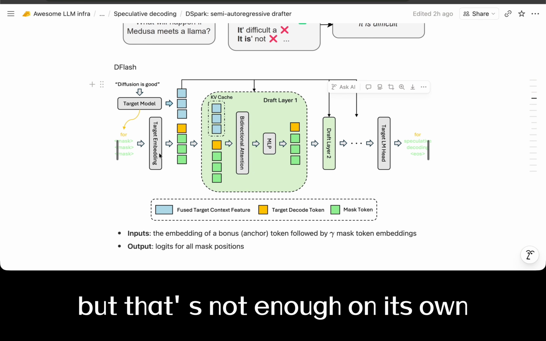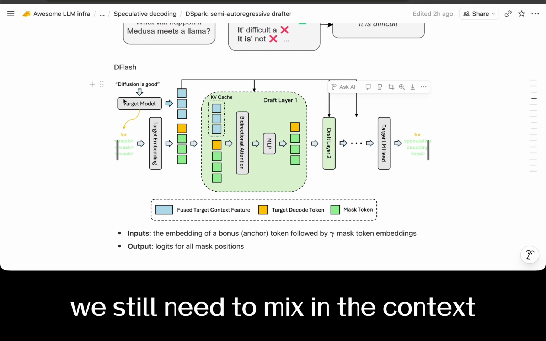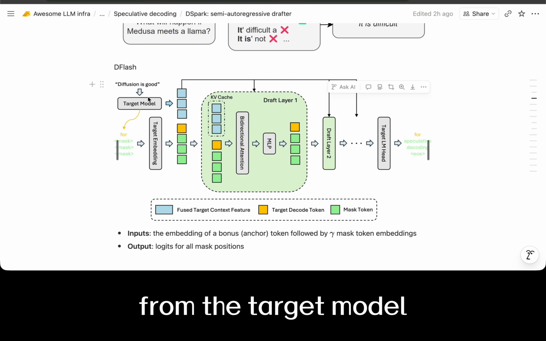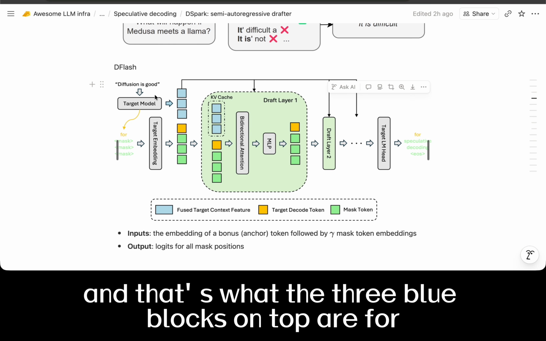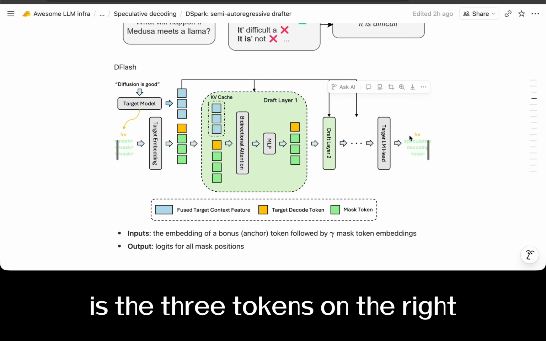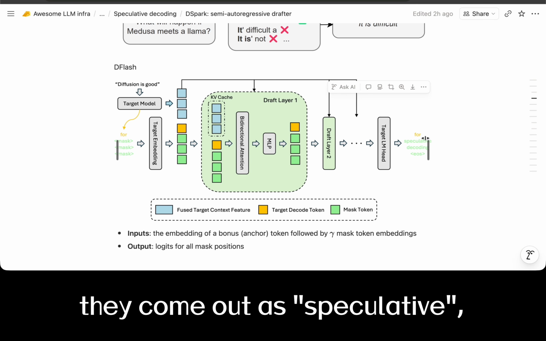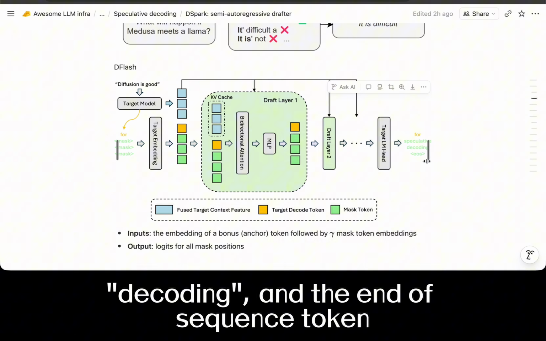But that's not enough on its own, because all we have fed in so far is the last bonus token 4. We still need to mix in the context from the target model, which is what the 3 blue blocks on top are for. We'll get to what they actually are in a bit. The output of the draft is the 3 tokens on the right. In this example, they come out as "speculative", "decoding", and the end of sequence token.